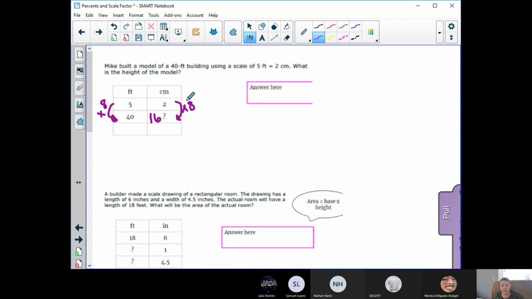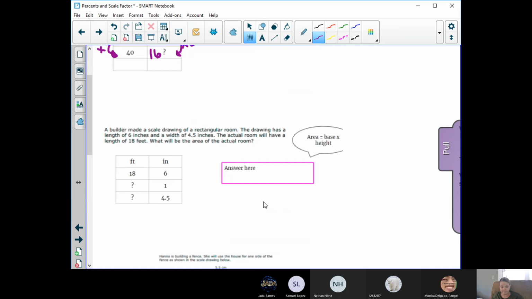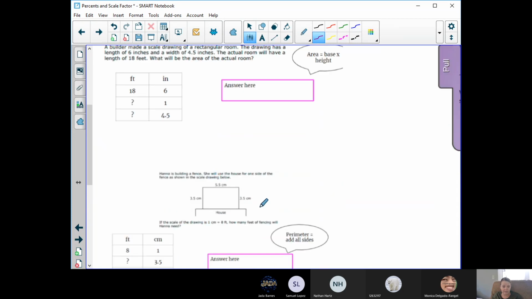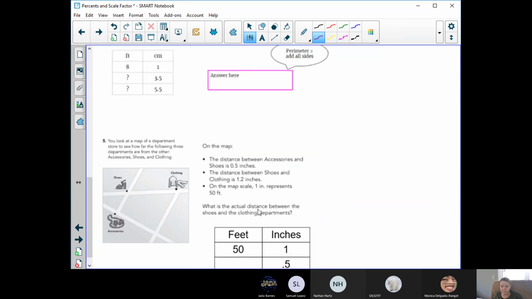So if you get stuck on these, just remember back to when we did ratio tables. And if you want to go back and redo this assignment from yesterday, I'm perfectly fine with that too. We already went over that one. We already went over perimeter.